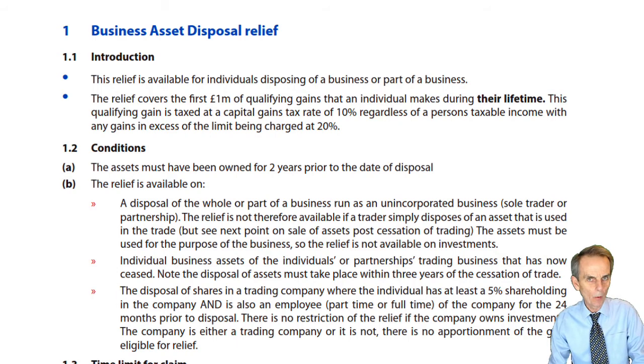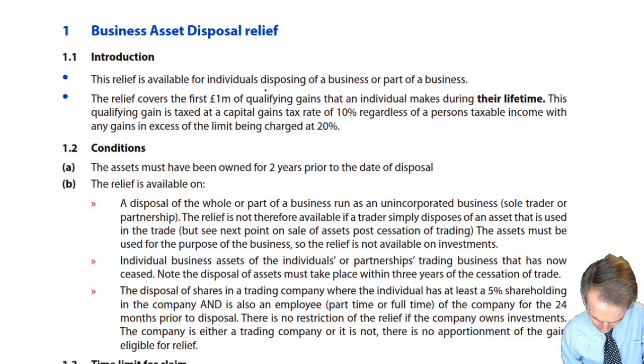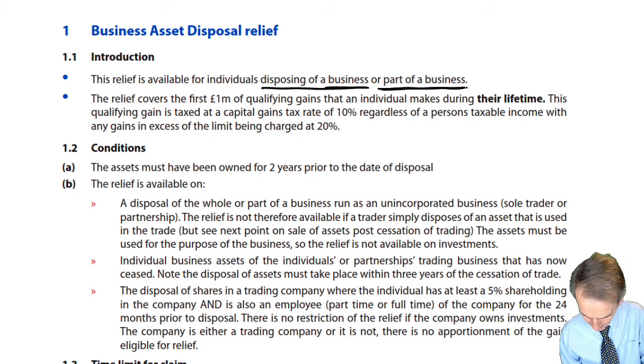Okay, so building on what we've already said in our introduction about these reliefs, but now specifically on business asset disposal relief. The disposal that we'll be dealing with is either the individual disposing of their unincorporated trade, or in the case of a partner in a partnership, their share of that trade. But it must be, as it says here, individuals disposing of a business or part of a business there.